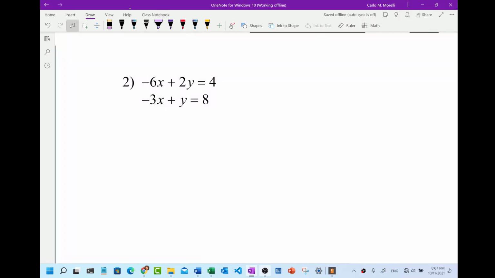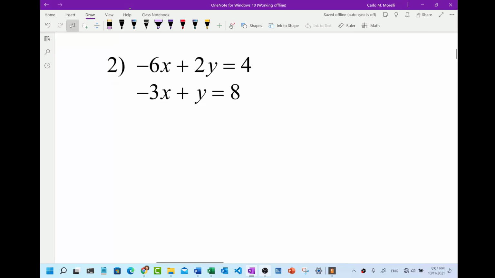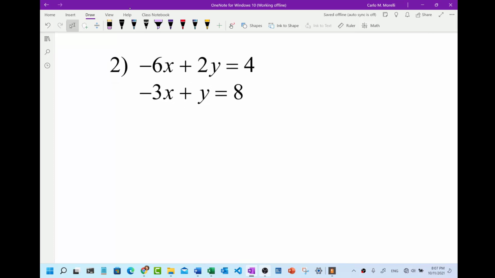All right, students, here we are with number 2. Same thing, we're going to perform substitution, and what we want to do here is isolate one of the variables and substitute it into the other equation. It looks like y is by itself here on the second equation, so that would be the easier variable to isolate. So we'll go ahead and do that.